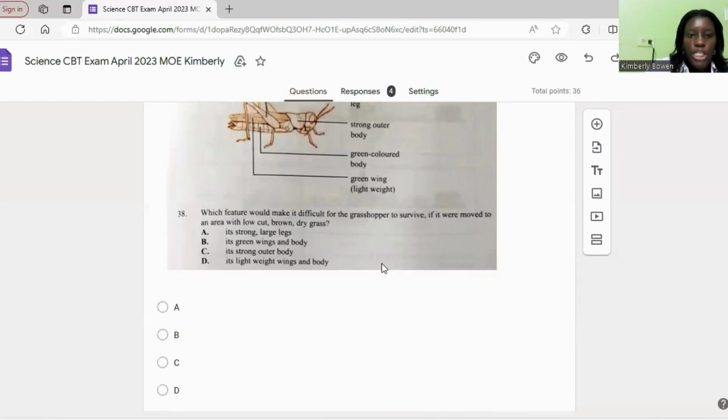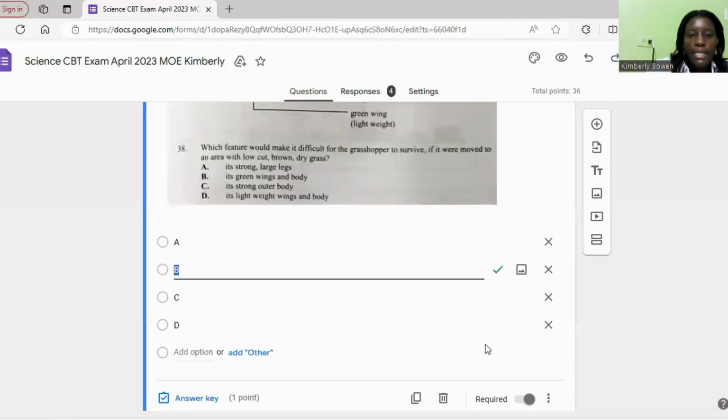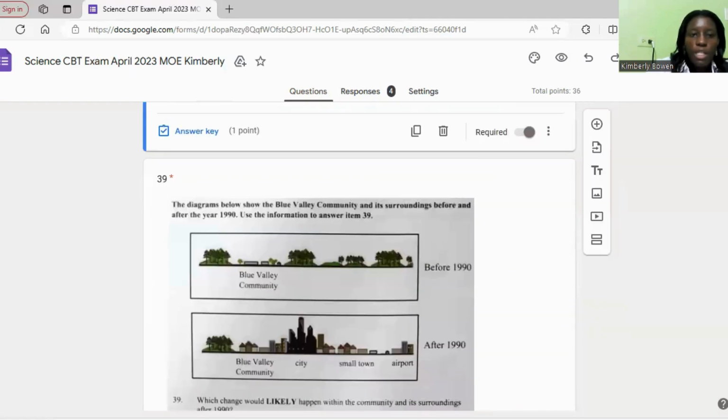Look at the features. It's strong, large legs. It's green wings and body. It's strong outer body, or it's lightweight wing and body. So here the correct answer is B, because the grasshopper is green. Again, just like the moth, it wouldn't be able to camouflage, and hence predators will see it and more likely eat it. So the correct answer is B. Let's move on to 39.